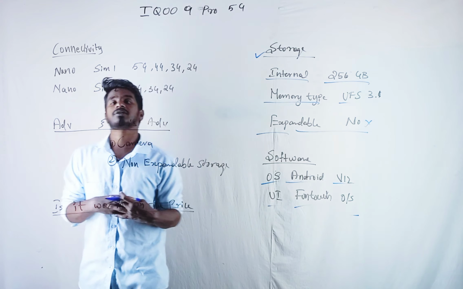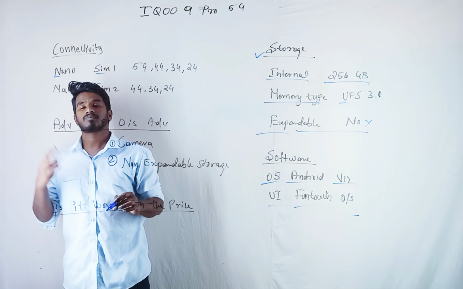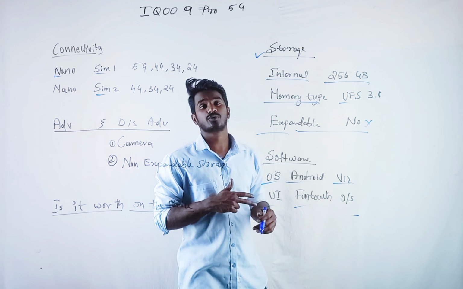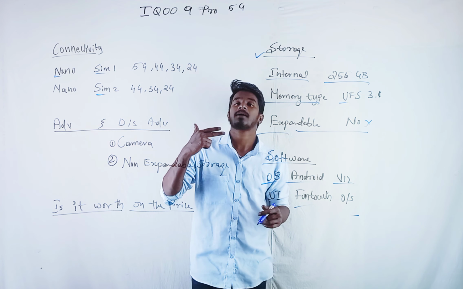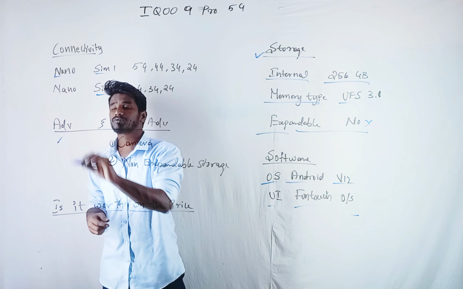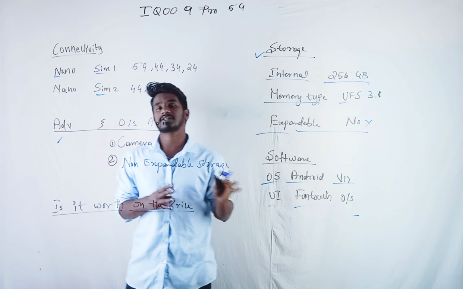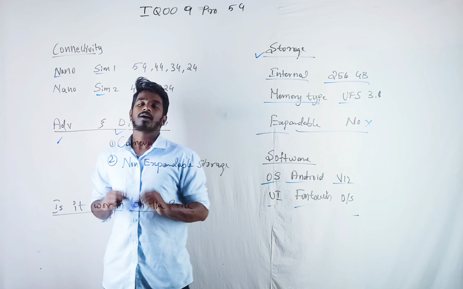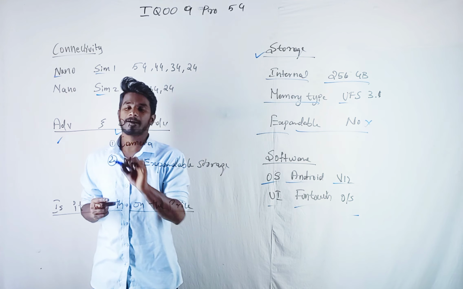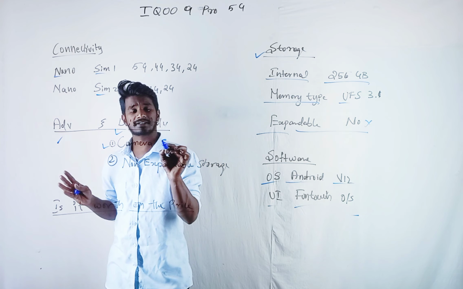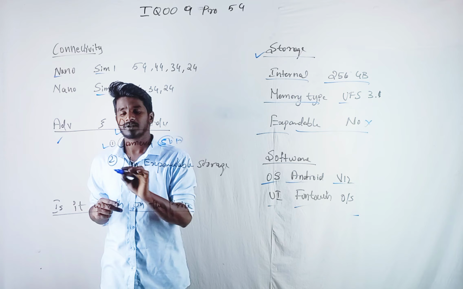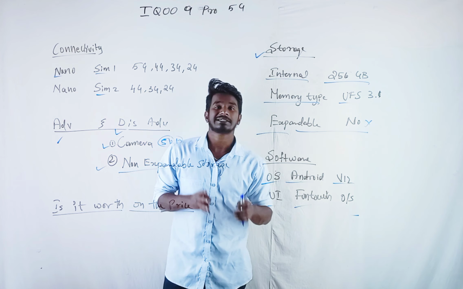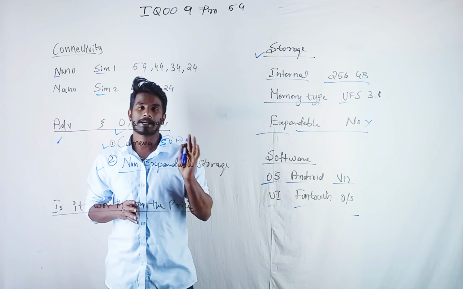Then if you speak about connectivity, both are nano SIMs, and in SIM 1 you have 5G, in SIM 2 you have 4G. Fine. If you talk about advantages, most of the things are advantages for the price. The disadvantages, if you speak about the camera, it is just a 50 MP primary camera, and the second point is non-expandable storage. That's a drawback of this machine.